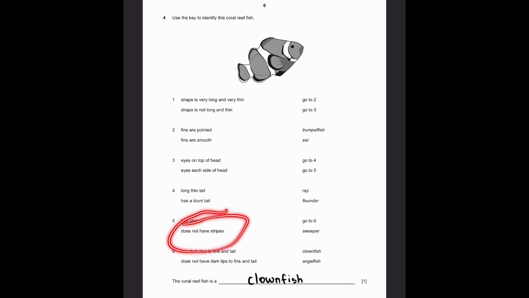Has stripes, does not have stripes. We can see that there's some white stripes over here, and then that means we can go to 6 because it has stripes. Now, has dark tips to fins and tail, or it does not have it, because we can see over here that it has some black color tips over here.